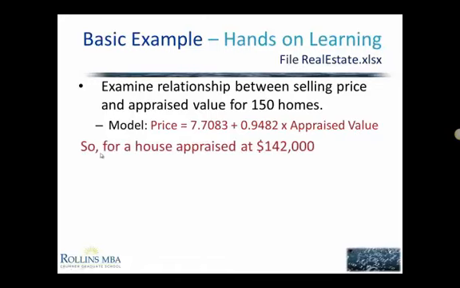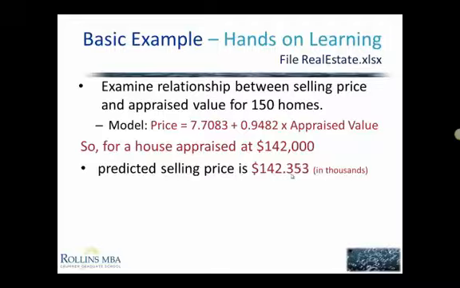So if we had a house that appraised for $142,000, and we plug $142,000 into this equation as the value for appraised value, our predicted selling price would be $142,353. Now, we might want to know how wrong we might be, because this would imply that the point in our scatter plot fell exactly on the straight line. That's what the predicted value tells us.